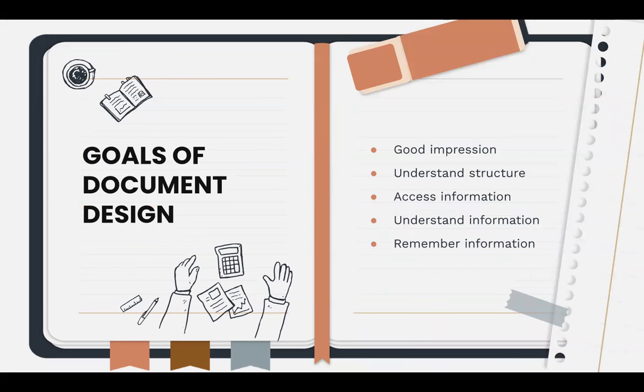And your first goal is to make a good impression on your readers, to show yourself as a professional technical writer. You want to make sure that your readers understand the structure of the document that they are reading. You need to make sure that they can access the information that they need in your document. You want to do what you can to make sure they understand the information and that they remember the information that is in your document. And so the way you design this document can help with all of these things.